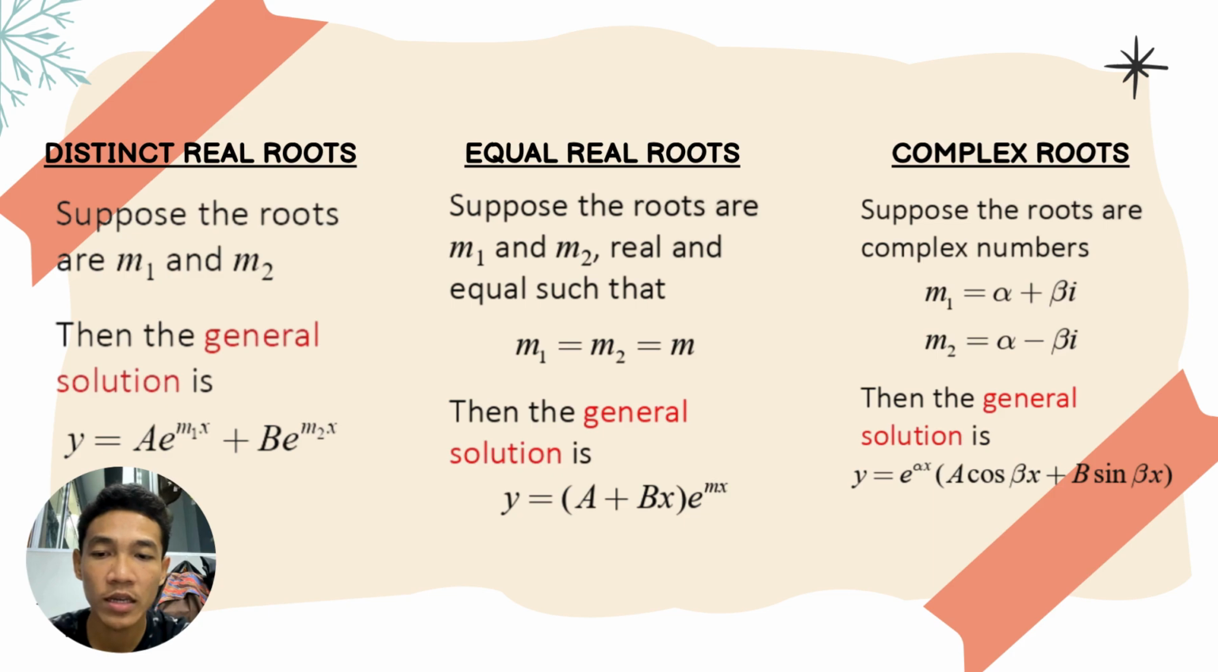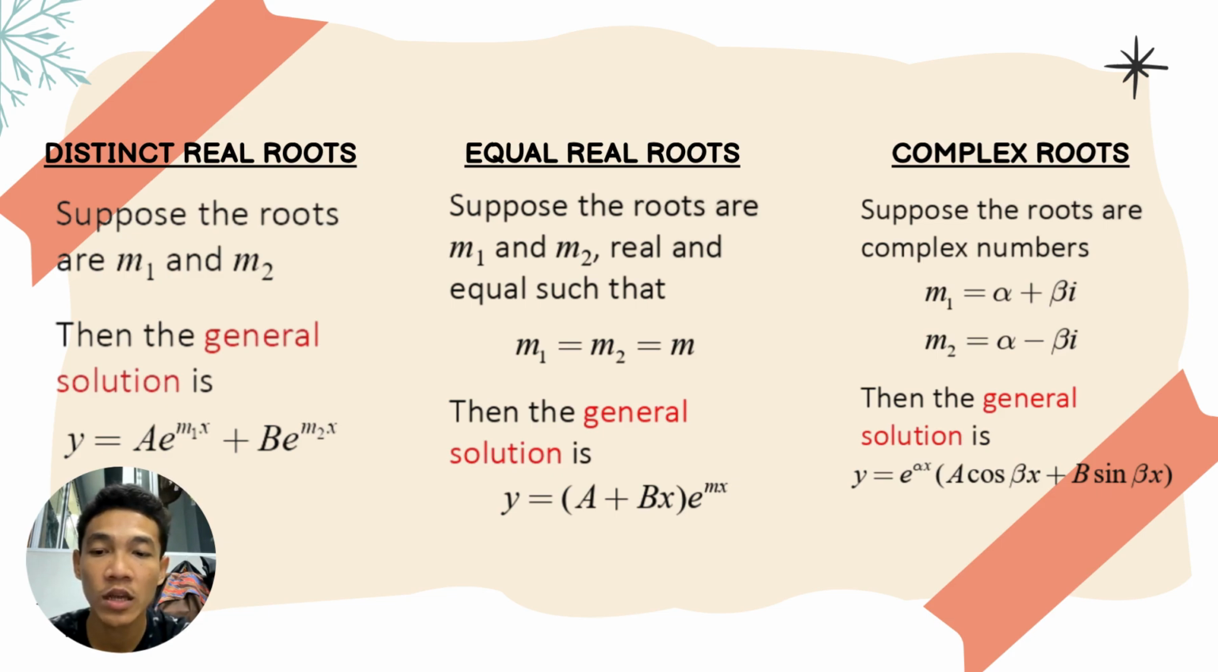The second is for equal real roots. When both roots are the same, m1 equals m2 equals m, the general solution becomes y equals (a plus b x) e^(mx). The extra bx term is added to ensure two linearly independent solutions.